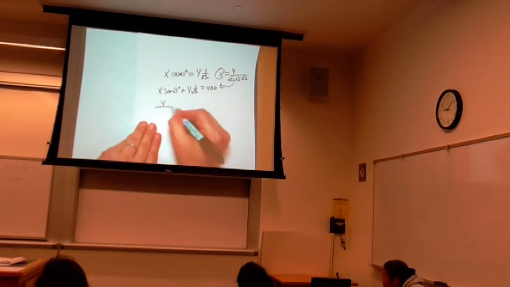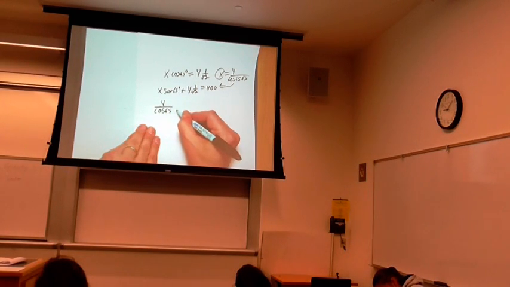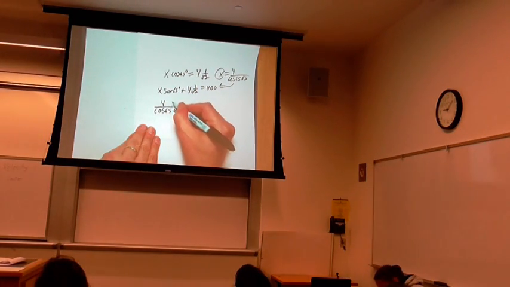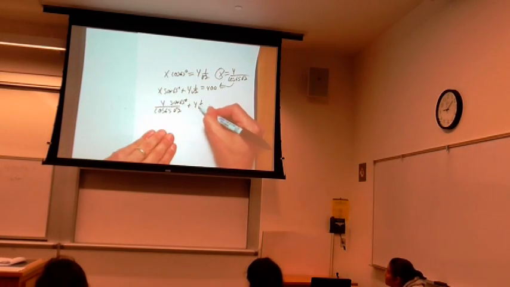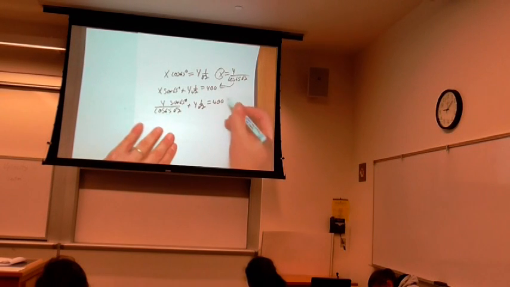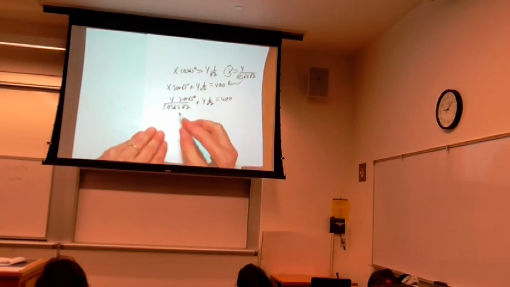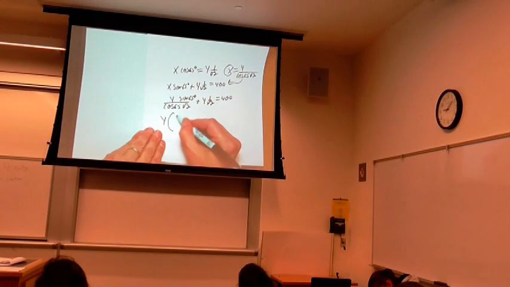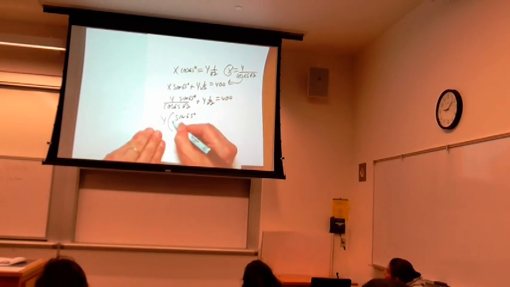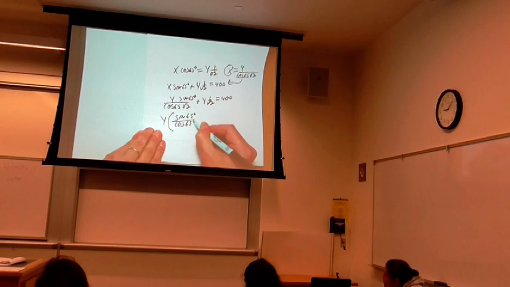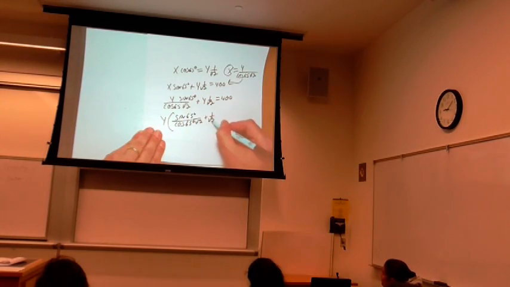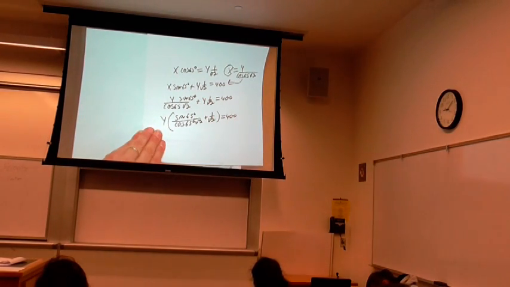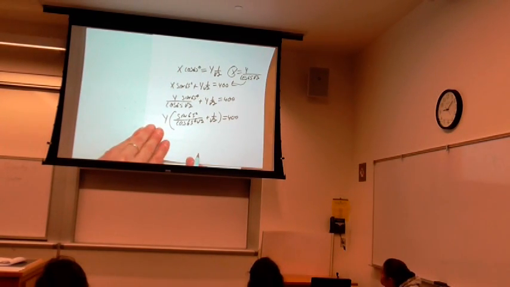So we have y cosine 65 square root of 2, and on top we have sine 65 plus y 1 over the square root of 2 equals 400. All right, now we're going to take out our y, right? Sine 65 degrees over cosine 65 degrees over the square root of 2 plus 1 over the square root of 2 equals 400. Okay, now you can just plug this in, divide by this, and plug it into your computer and get it.